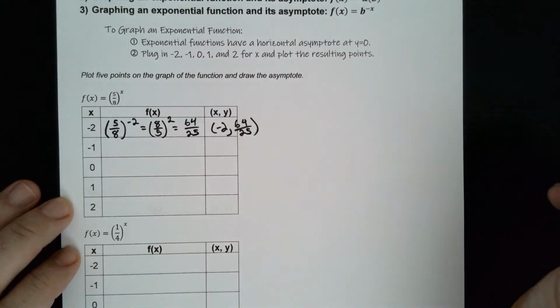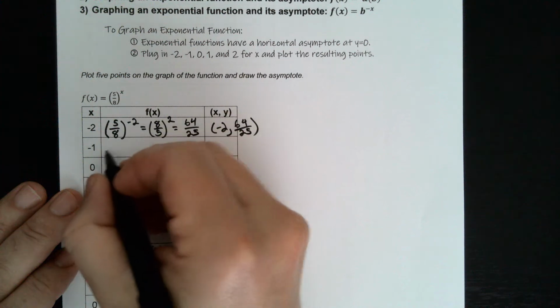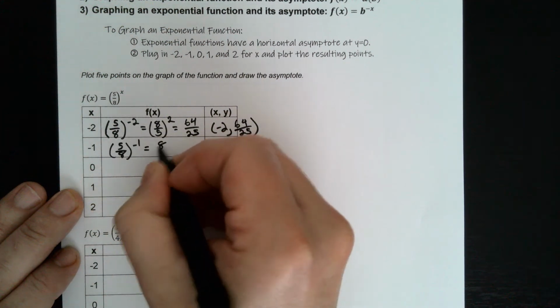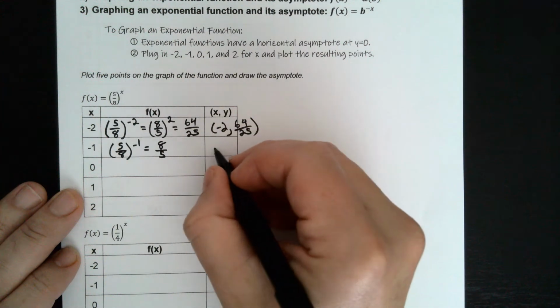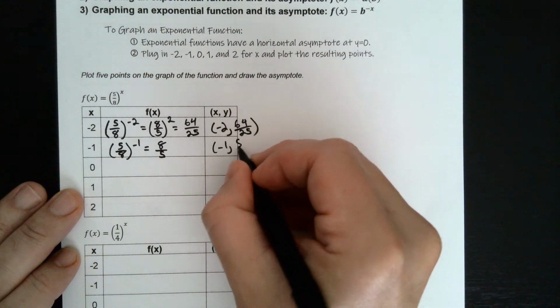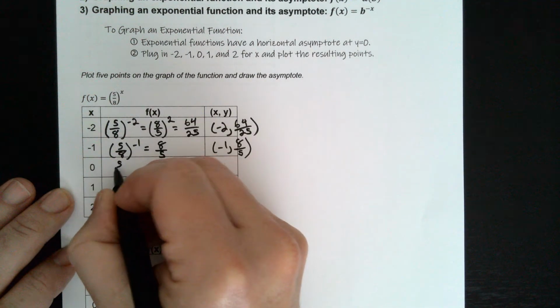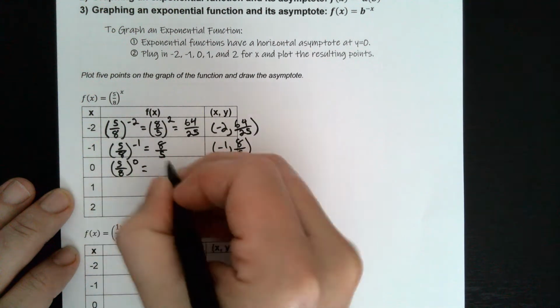Okay. The next one, -1 plugs in. So you get 5/8 to the -1, which is just 8 over 5. We flip the fraction. So that becomes -1, comma, 8 over 5, which is about 1.5 or so. 0, we plug in, we get 5 over 8 to the 0, anything to the 0 power is 1.